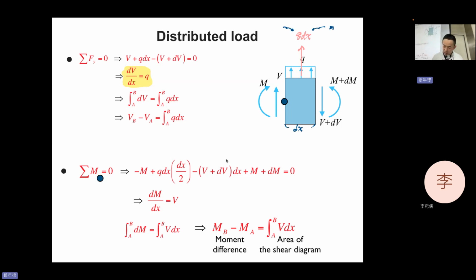So this unit is Newton divided by m, right? Okay, so let's do the force balancing. V up, q dx up, V plus dV down. So V plus q dx minus (V plus dV) equals 0, so dV divided by dx equals q. We can find that V.